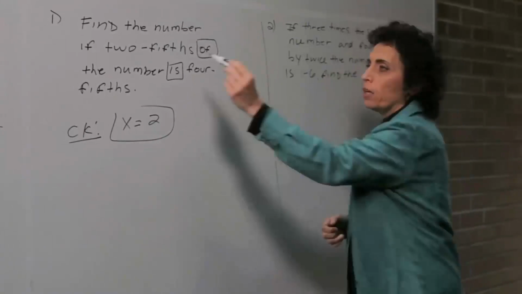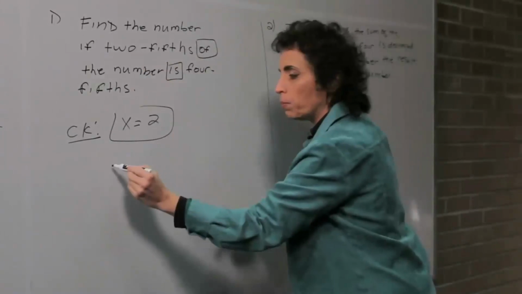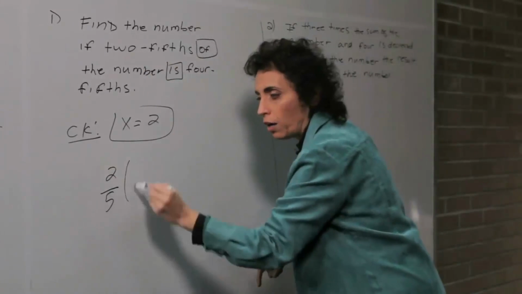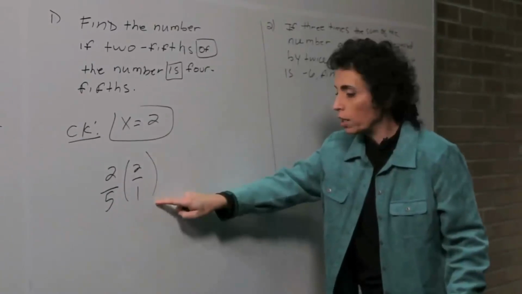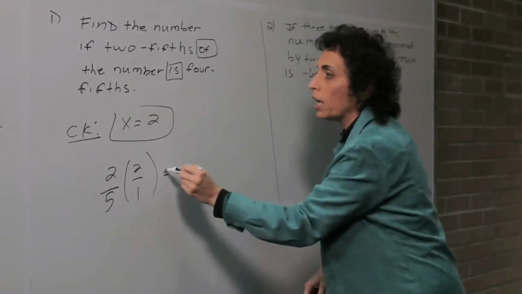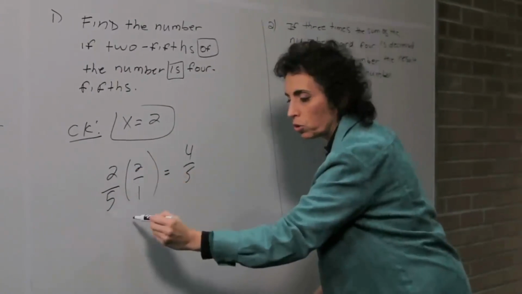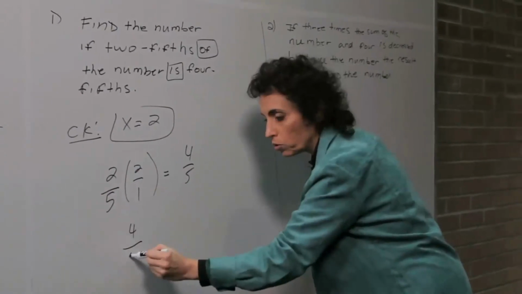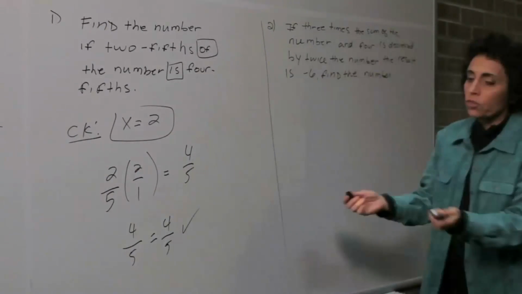So here we go. Find the number. We already did x equals 2. If 2/5 of the number, so we're going to do 2/5 times the number. Since this is a fraction, we're going to make the 2 into a fraction, writing 2 over 1, and that's supposed to be equal to 4/5. Well, clearly that is, because 2 times 2 is 4, 5 times 1 is 5. So 4/5 equals 4/5, and there it checks out. So that's how you do that problem.